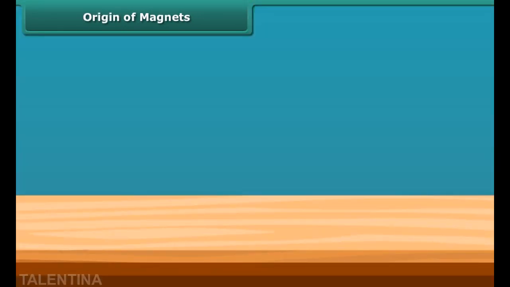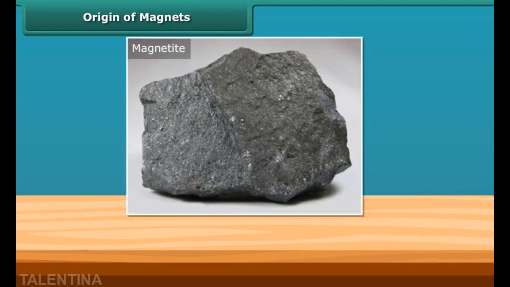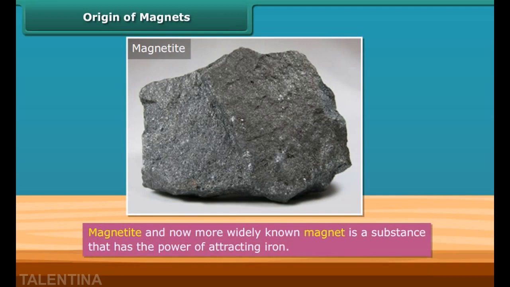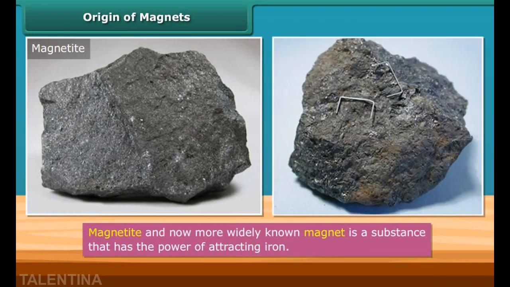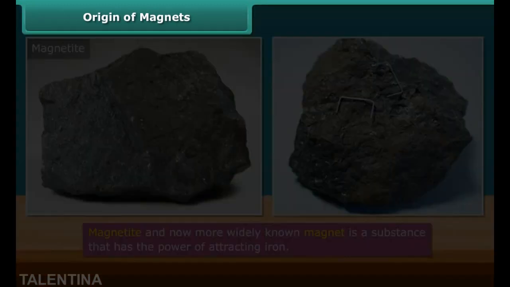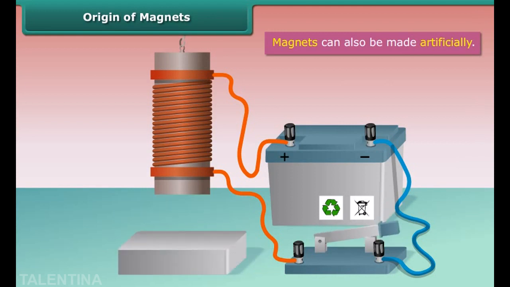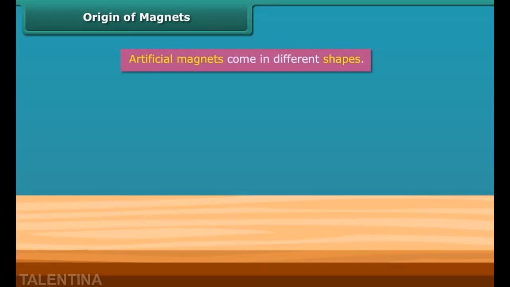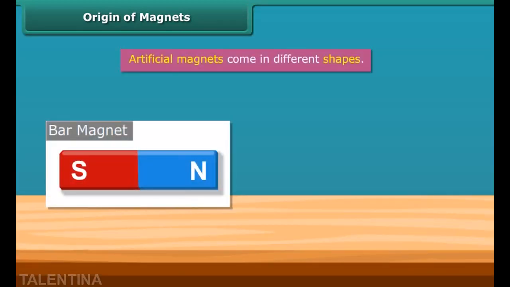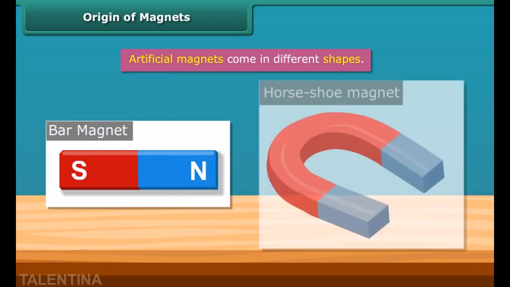Origin of magnets. Magnetite is a natural magnet and contains iron. In later days, this was more widely known as a magnet. A magnet is a substance that has the power of attracting iron. Magnets can also be made artificially. However, the process of making artificial magnets is a recent discovery. Artificial magnets come in different shapes, for example, bar magnet, horseshoe magnet, etc.